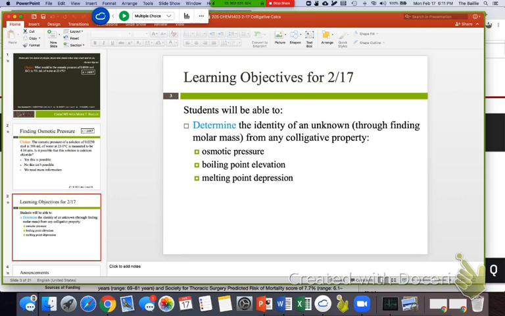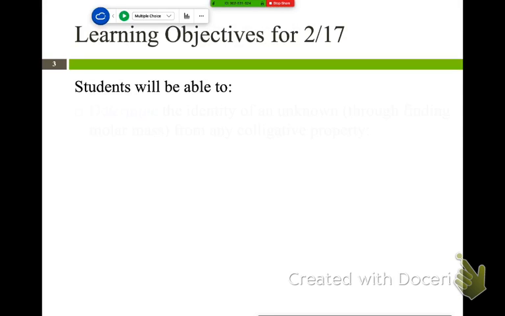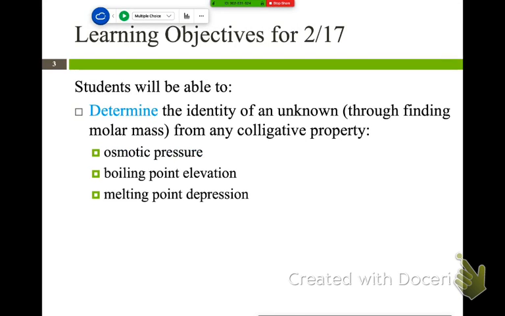Let's go back to here. So basically, if you feel that you can do these things, if you can determine the identity of an unknown by finding its molar mass or using the molar mass, then you are pretty well set up for the exam, because that means you not only know how to find colligative properties, you know how to use them to answer questions.